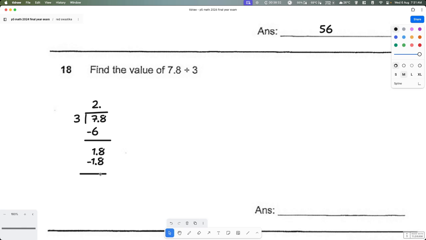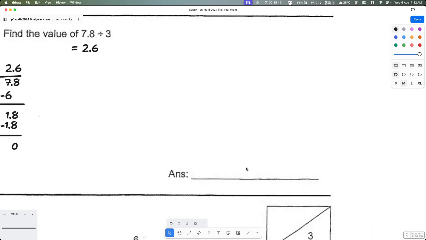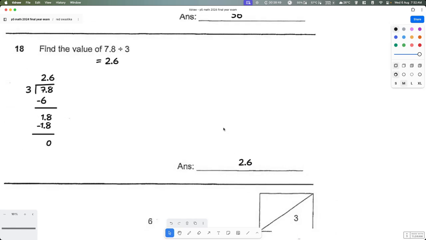So what gives you 1.8? It is actually 6, because 6 times 3 is 18. So in this case over here, the answer is 2.6. All right, so the answer is 2.6. Let's move on to the next question.